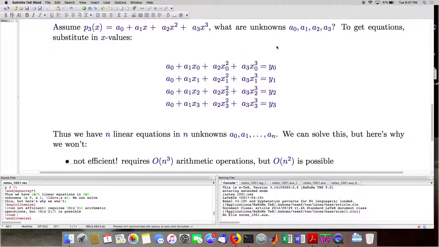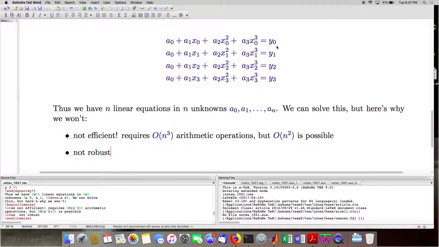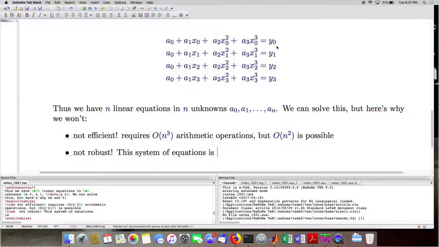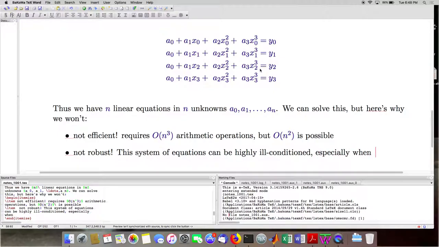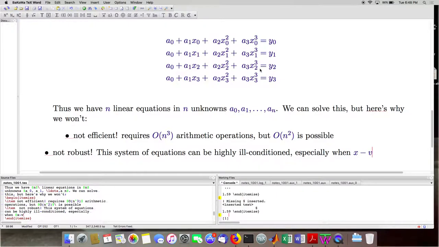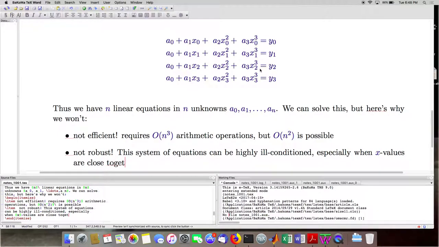The other problem is that simply solving a system is not robust. This system of equations can be highly ill-conditioned. In the sense of conditioning defined in the previous chapter, a problem is ill-conditioned if the solution is unduly sensitive to the data. A small change in the x values or the y values can lead to a large change in the computed solution. In particular, when the x values are close together, if the points are closely clustered in the plane, that's when this matrix is close to being not invertible.